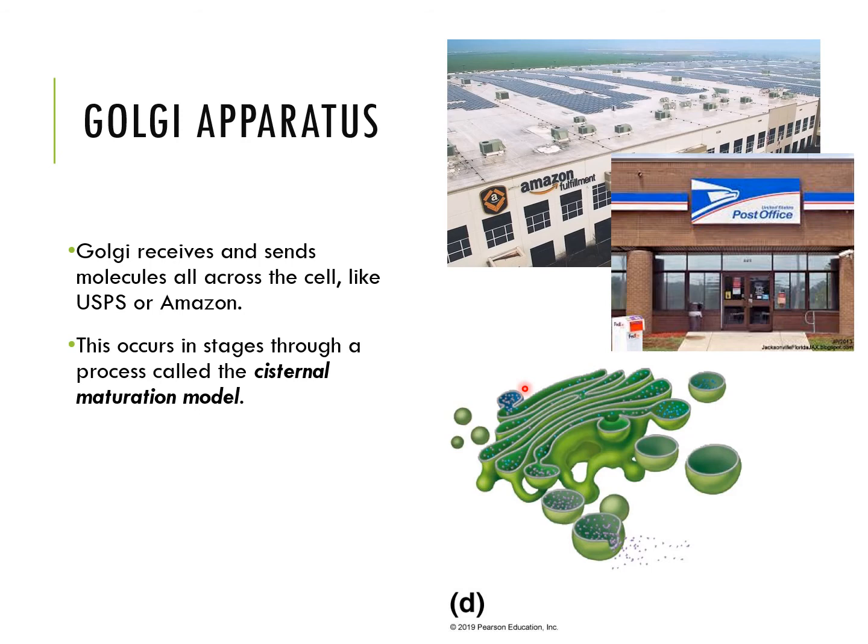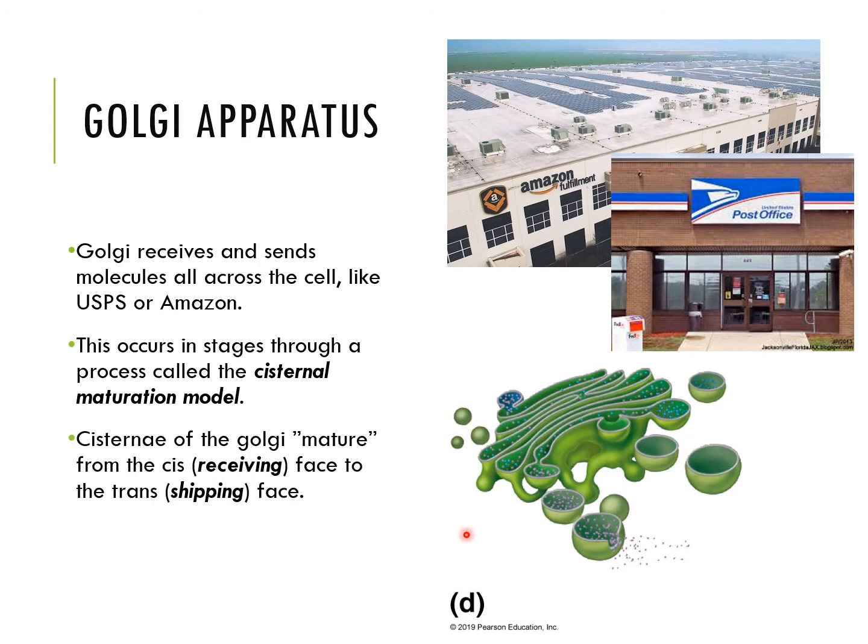It occurs in stages, so this is the ER back here at the end. So it actually goes through pretty much all of these cisternae. We call it the cisternal maturation model. So they come in this back, kind of engulfed in all of these cisternae coming in, and then they come out in what we call vesicles. So they'll come out, have proteins all in them, and head to the cell membrane. So they'll start at the cis end, which is the receiving end, and come to the trans end, which is the shipping phase.